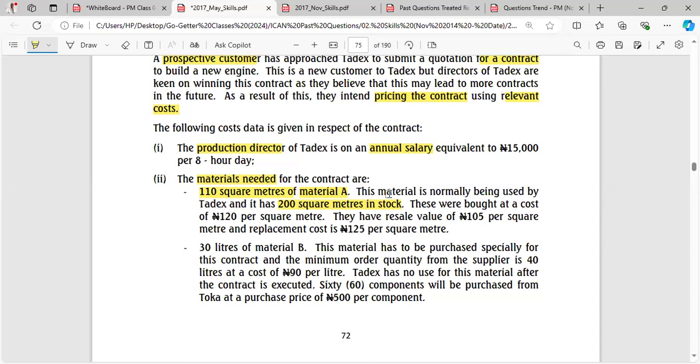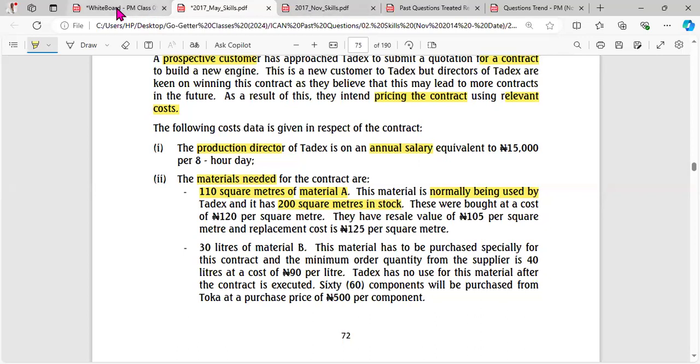Now the second question is, if the material is available in stock, is it in constant use by the company? Now let's see the answer. This material is normally being used by Tadex, so yes, it is normally being used by the company. They require 110. In the store, we have 200. If we take 110 out of it, because it is being used normally, you must replace it. And so replacement cost is relevant.